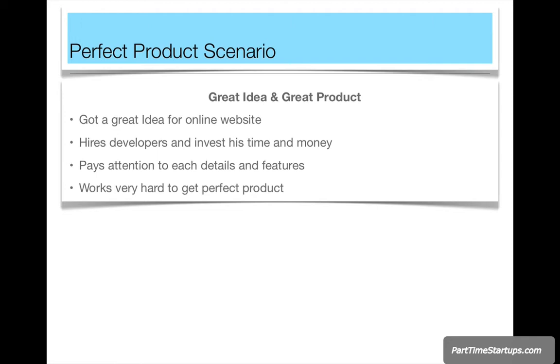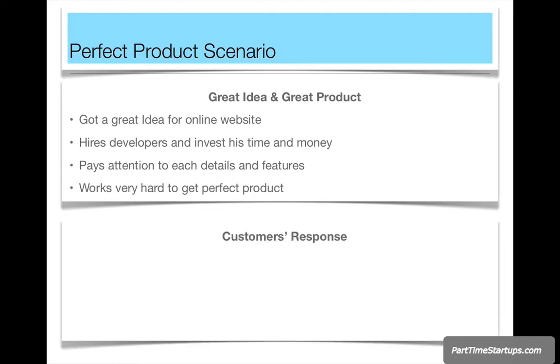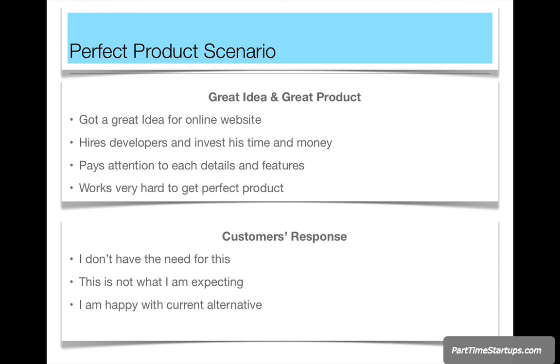He doesn't want to compromise on anything. He wants to give a perfect product before putting it in front of the customer. So now at the end, the customer sees this and they say, "I don't have the need for this." Our customer may say, "This is not what I'm expecting," or "I'm happy with my current alternative. I don't need your product." So what happened in this case? Our friend Mr. Bob thought of building a perfect product, but customers don't want it. So this perfect product became a failed product scenario.